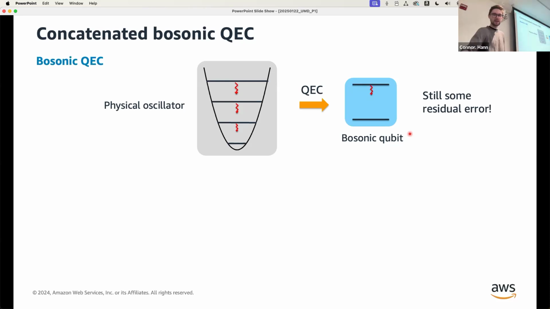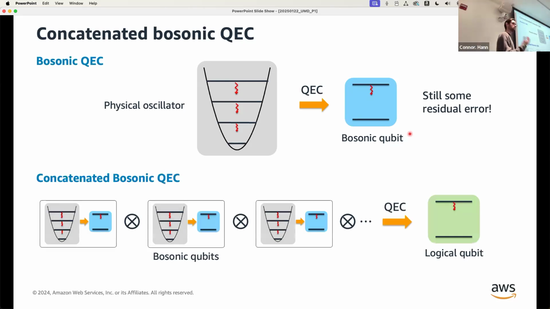And so how we handle that is we're going to take these bosonic qubits and then subsequently concatenate them with a standard qubit error correcting code, say something like the surface code. And in that case then, by combining together sufficiently many bosonic modes, we can correct all of these residual errors and reach arbitrarily low logical error rates. So we can recover, again, this good logical qubit.